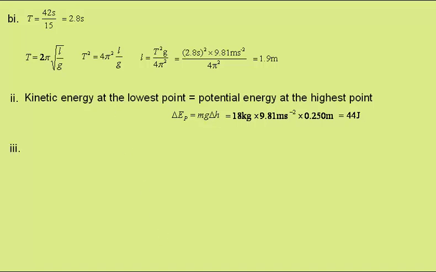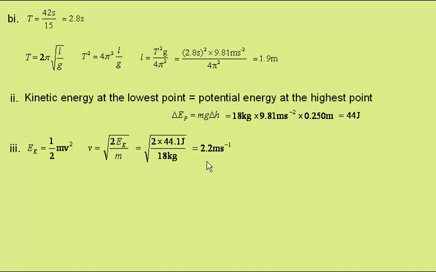In part 3, we need to calculate the maximum speed of the girl, and this will be at the lowest point when the kinetic energy will equal the 44 joules. So we can write that kinetic energy is half mass times speed squared, and rearrange as speed is equal to the square root of 2 times the kinetic energy over the mass. Putting in the values, here I've kept the 44.1 joules that was in my calculator, rather than the 44 joules quoted here, to just two significant figures. This gives a speed of 2.2 meters per second.